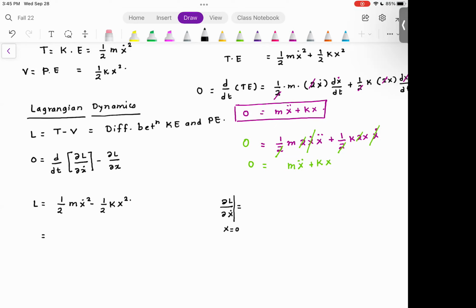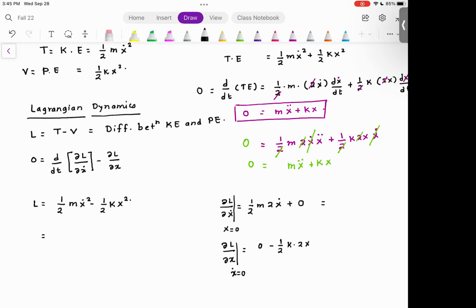So which means I would be considering 1/2 m x dot squared. Since x is treated as 0, this term is going to be 0. Then I'm going to do partial L by partial x. Please understand, the first term is x dot, so whatever derivative I get for it is going to be 0. So the first term is 0 and the second term is minus 1/2 k times 2x.